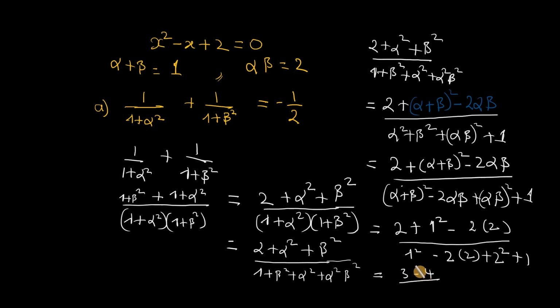1 squared is 1, 1 minus 4 is minus 3, 2 squared is 4, plus 1 is 5, minus 3 plus 5, which is equal to 3 minus 4 is minus 1, minus 3 plus 5 is 2, that's minus 1 over 2 as required, and the proof ends.